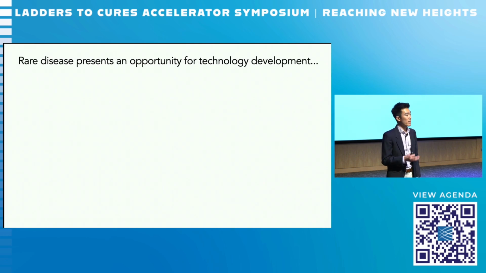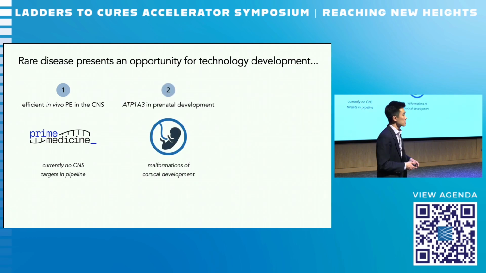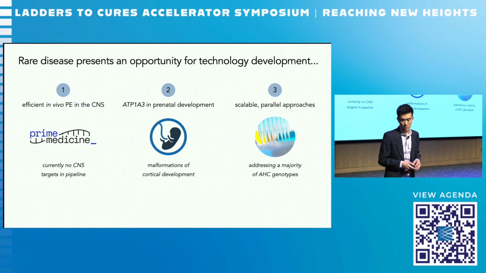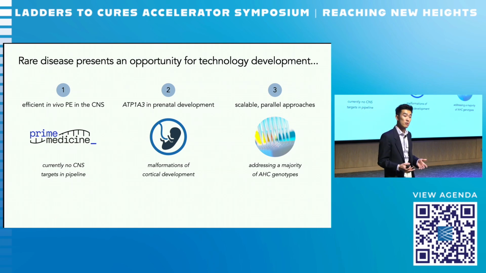From the outset, we recognized that particularly for prime editing, there would be a number of challenges that we would need to address. The first is that while ex vivo prime editing is underway in the clinic, in vivo prime editing, particularly in the central nervous system, does remain challenging. Second, ATP1A3 actually has a critical role in prenatal cortical development, and so it was unclear from the outset whether we could actually intervene postnatally. Third, in order to address a majority of AHC genotypes, we would need to develop scalable and parallel approaches to target multiple alleles in parallel.